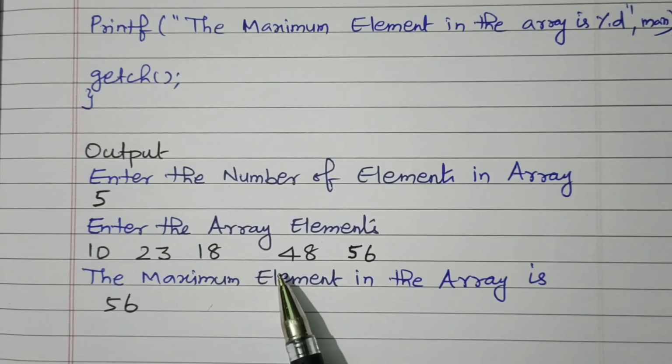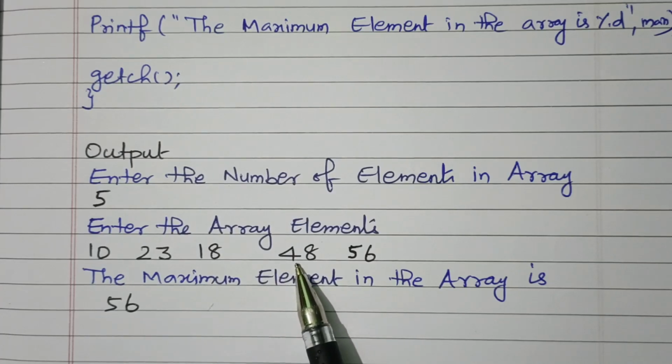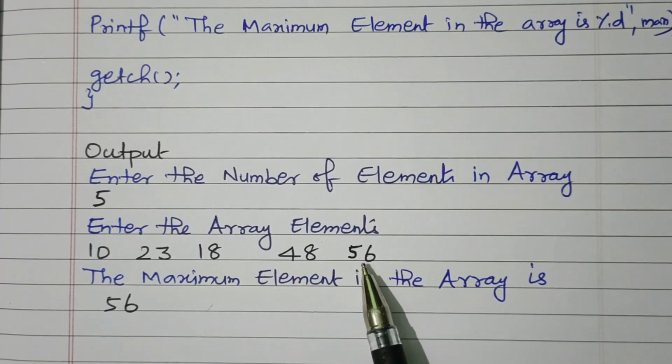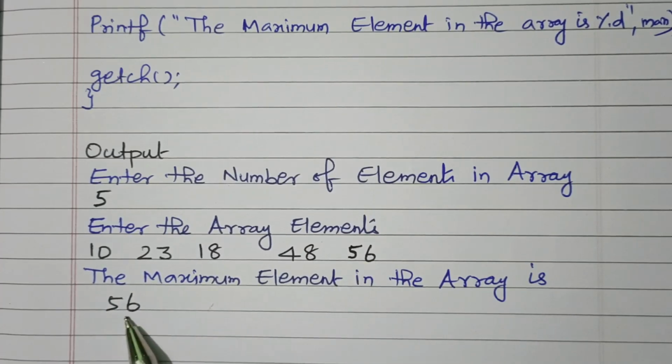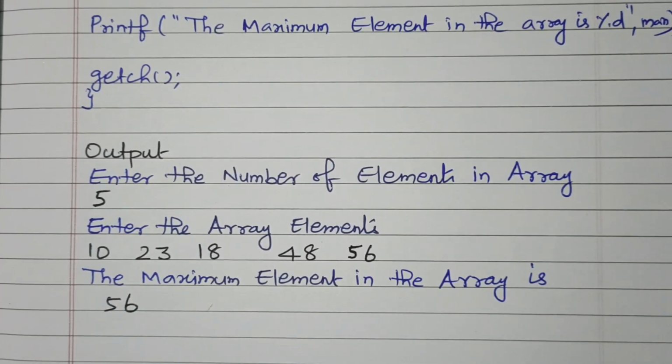Now the maximum variable is 48. Then it will check with the fifth number. This 56 is greater than 48, so 56 is stored in the variable max. Finally, we got the maximum value 56, right? So in this program, we analyzed the maximum element in the given array. From a set of numbers, we identify which one is the maximum.